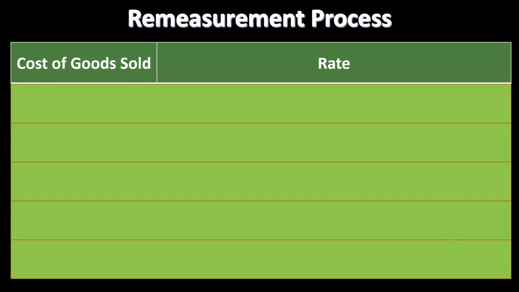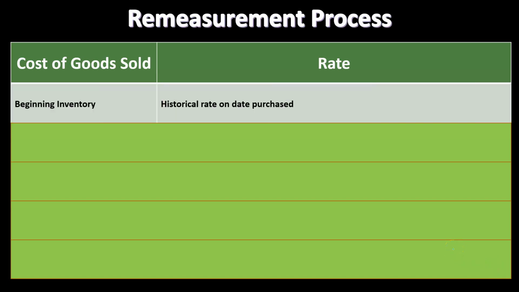So in the remeasurement process, next we have the cost of goods sold. When we think about the cost of goods sold, we're going to break this down into its components, the cost of goods sold calculation, and then think about the rates related to it. Again, this will differ from the translation process. If it was translation rather than remeasurement, we could just use the average rate, easy, apply that to the cost of goods sold line item, and we're done.